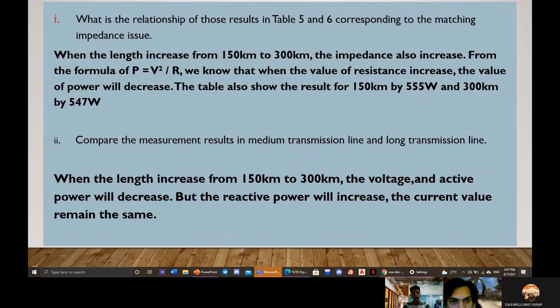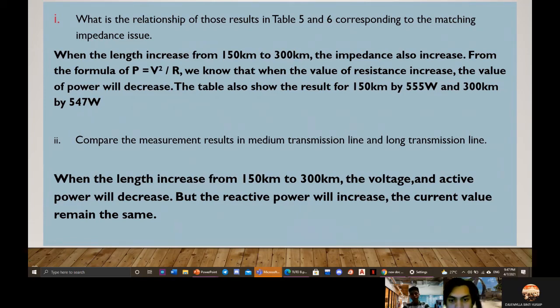So what is the relationship of those results in table 5 and 6? When the length increased from 150 km to 300 km, the impedance also increased. From the formula P equals V squared over R, we know that when the value of resistance increases, the value of power will decrease. The table also shows the result for 150 km as 555 watt and 300 km as 547 watt that we have calculated before.